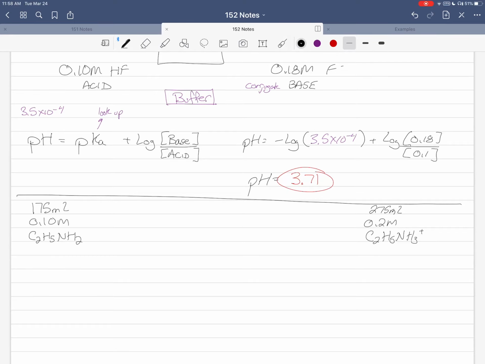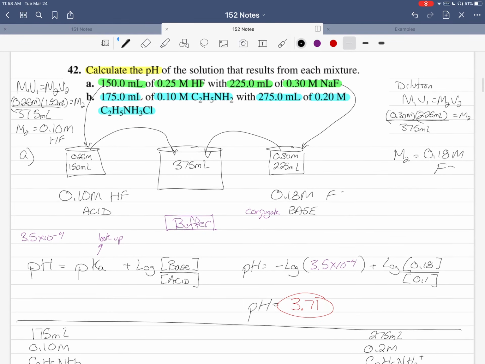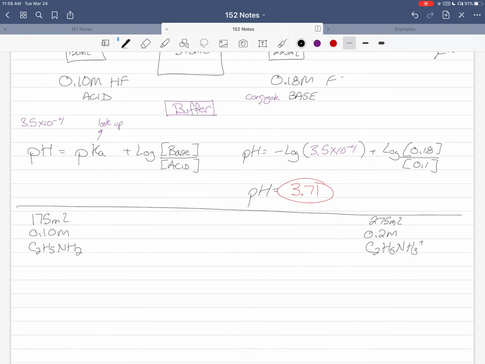Do we care about the chloride? No. Just like in the previous example, we did not care about the sodium. Chloride does not hydrolyze in water, so it's not going to affect the pH. We are going to mix these two. Our new total volume will be 450 milliliters, 275 plus 175.